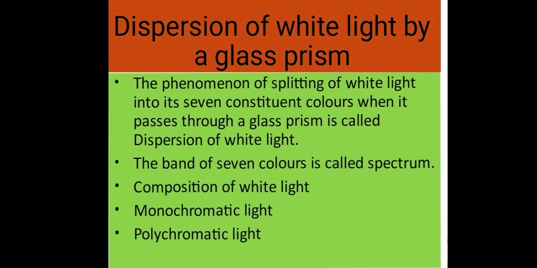Now what is monochromatic light? Light consisting of a single color or wavelength is called monochromatic light. Example, sodium light. Now come to polychromatic light. Polychromatic light consists of more than two colors or wavelengths. It is called polychromatic light. Example, white light.